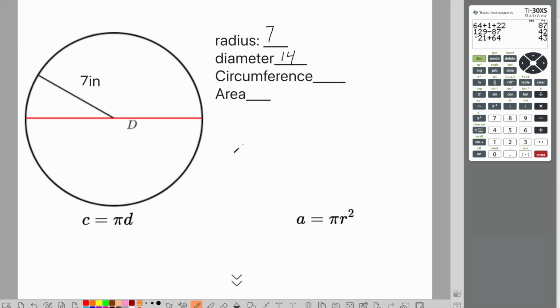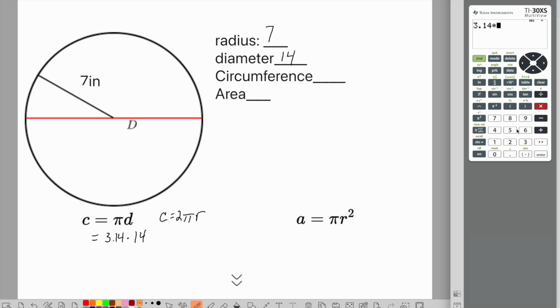Now let's find the circumference. Again, there are two formulas. Circumference equals 2 pi r, or this one, circumference equals pi times diameter. I tend to prefer this one. So this is going to be 3.14 times the diameter, which is 14. So let's put that in the calculator. Let's clear this.